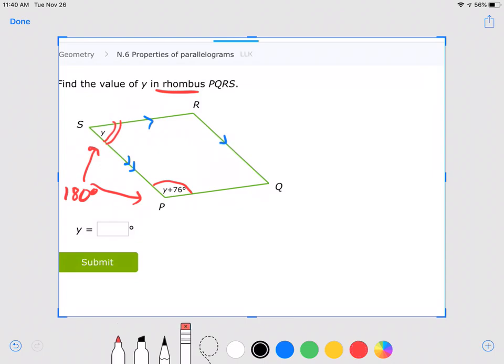So let's get rid of some of this stuff here. We're allowed to say that those two angles, angle S and angle P, have to add up to 180. So we have a relationship between the two angles. We have that angle S plus angle P has to be 180. And forgive me for not putting the M's here. Measure of angle.